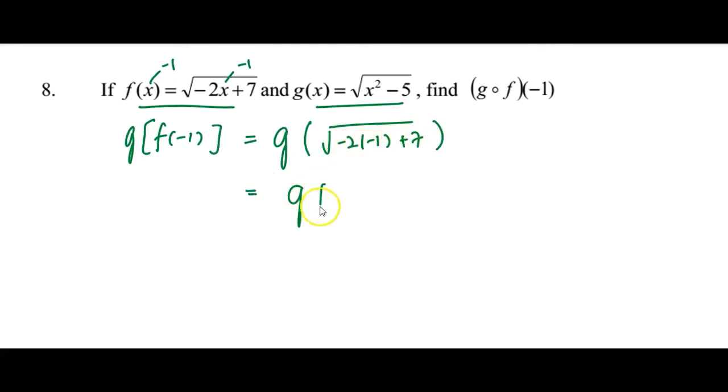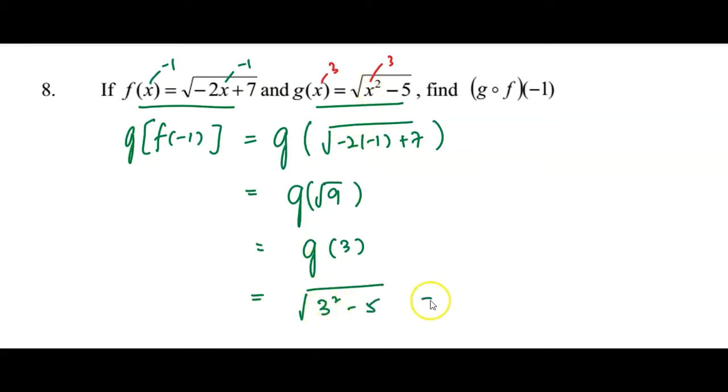So now we have a third of 9. After you simplify, what is a third of 9? That will be 3. Now you need to get g3. Focus on the function g(x) and put the 3 inside the x. So you will have the square root of 3 squared minus 5. That will be 9 minus 5, that will be 4. Square root of 4, that is 2.